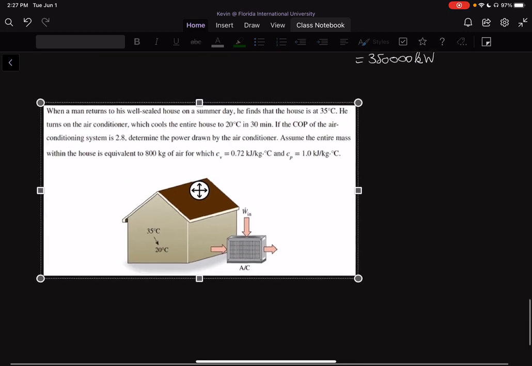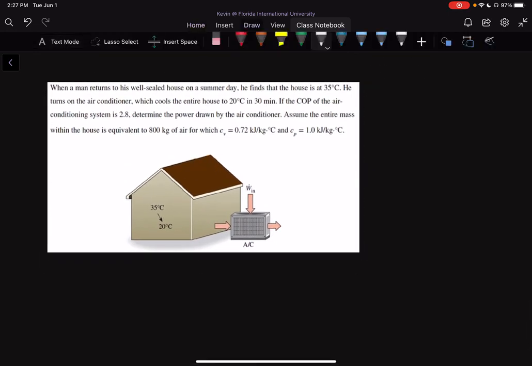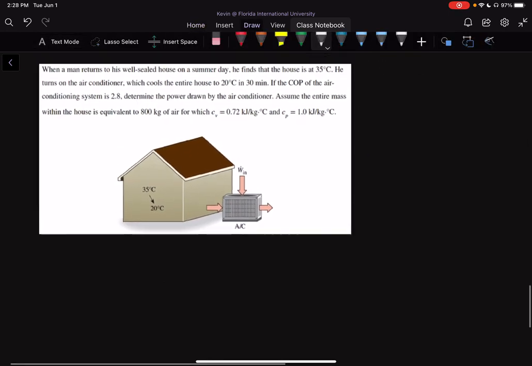So we are told that when a man returns to his well-sealed house on a summer day, so we have the information that the house is well sealed. So that's going to give us information that we probably know that the house is not losing any heat to the outside, so it's insulated. So we can say that this is equivalent to saying insulated, for the purposes of our problem.